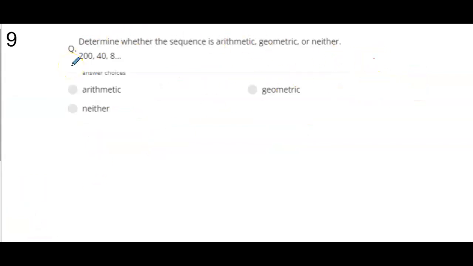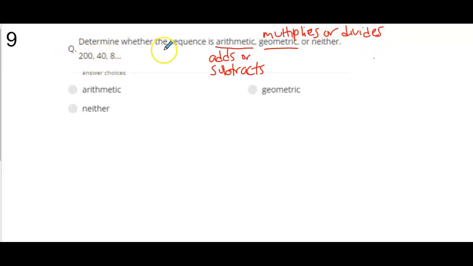This one says determine whether the sequence is arithmetic, geometric, or neither. Remember, arithmetic is a sequence that adds or subtracts, and geometric is a sequence that multiplies or divides. So we're really just trying to figure out if we add or subtract the same number every time, or if we multiply or divide by the same number each time. So what we're going to do, we're going to check to see if it has a common difference, which is the letter D. We're going to check that first. And if that doesn't work, then we're going to check to see if it has a common ratio.